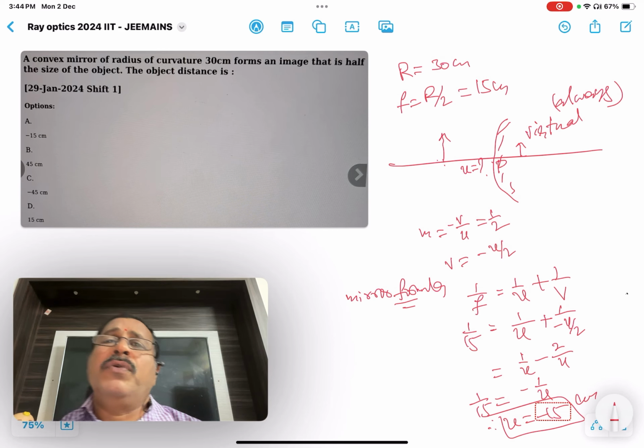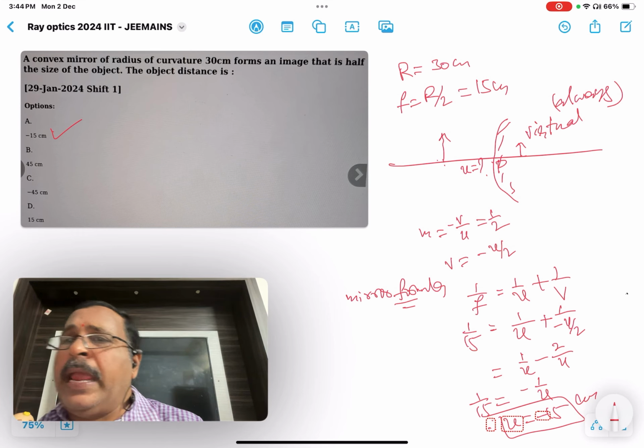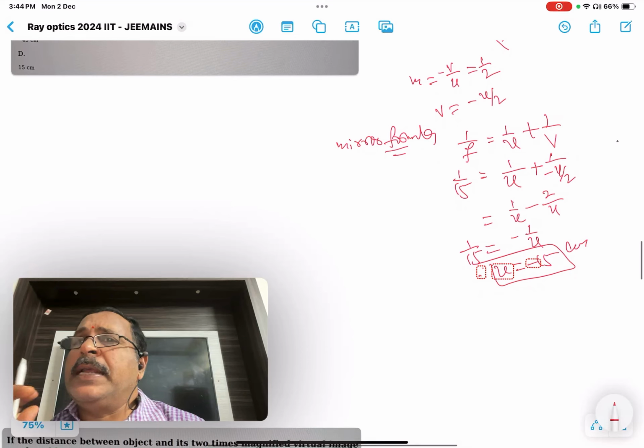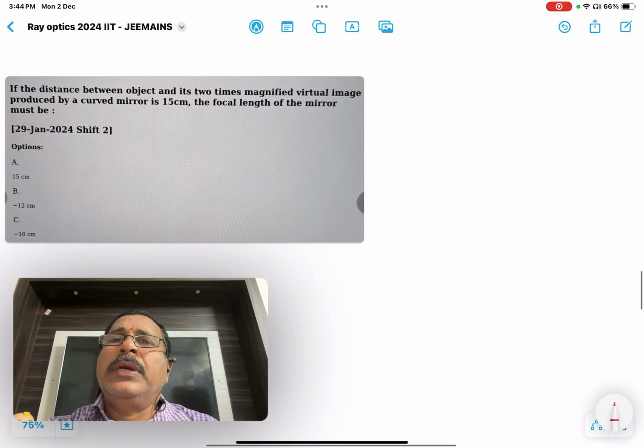All of you recognize this point. Minus 15 means option number A. Option A is the correct answer. Recognize this point. Right, my dear students, let us go to the next problem.